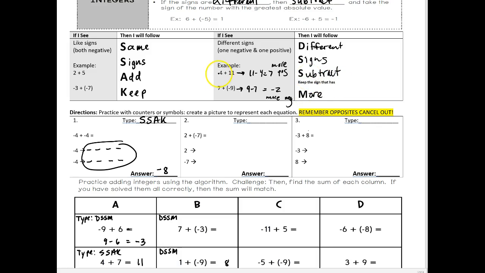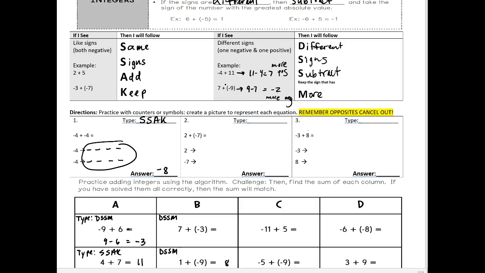Like negative 4 plus 11, even though you see a plus sign, you're going to subtract because they are different signs. So 11 minus 4 is 7, and it stays positive because there are more positives. And 7 plus negative 9. Again, different signs, so I subtract 9 minus 7. And this time, even though 9 minus 7 is 2, my answer is negative 2 because I had more negatives.